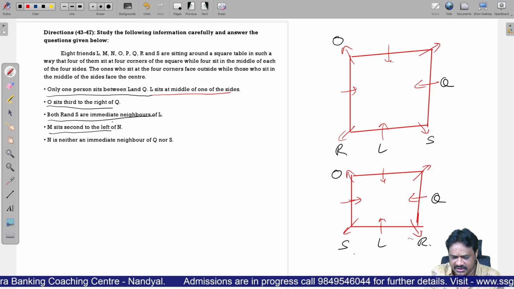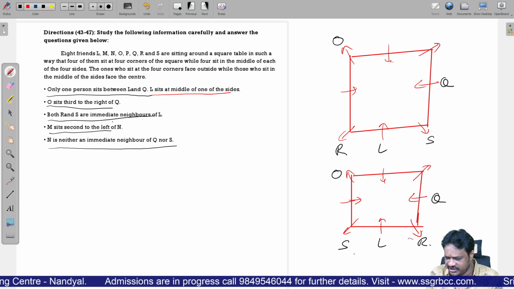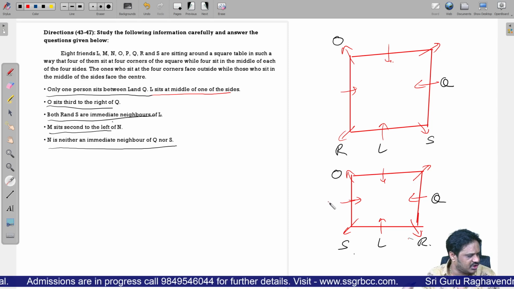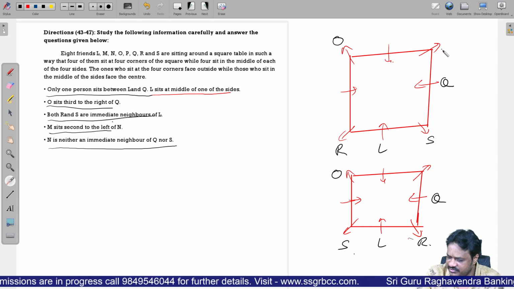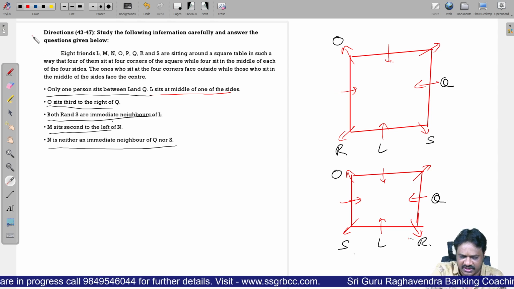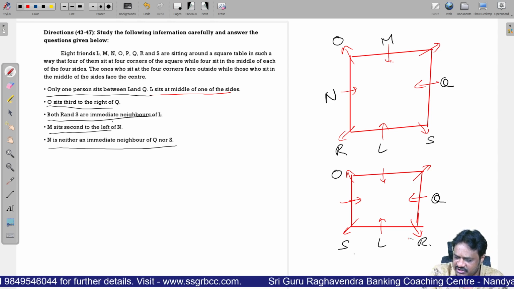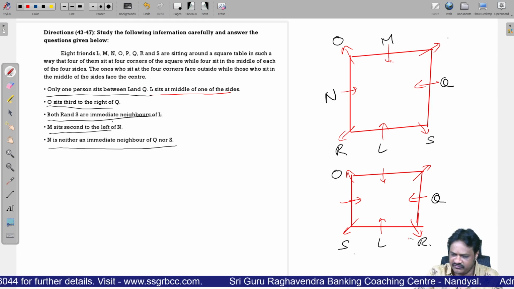Then M is sitting second to the left of N. N is not the neighbor of either Q or S. So I can write N here. M is sitting second to the left of N. Now we are left with only one person, P.